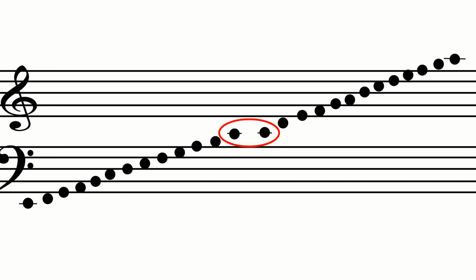Notice that the C at the top of the bass clef is the same pitch as the C on the bottom of the treble clef. Notice how when that middle C is on the grand staff, both C's share the same ledger line position.